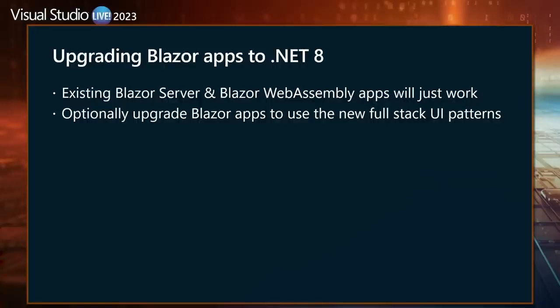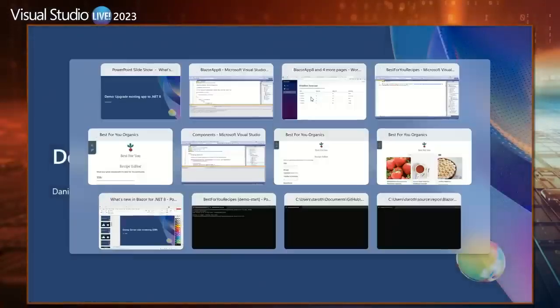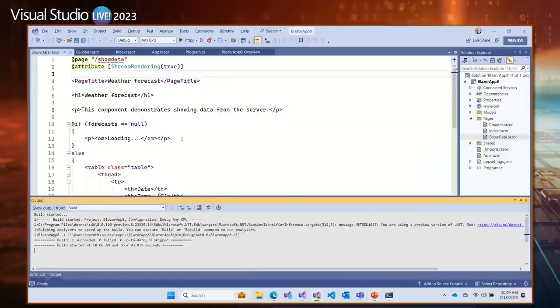You then have the option to further upgrade that app to use the new .NET 8 patterns. Like if you want to switch from blazor.server.js to blazor.web.js and enable server-side rendering and streaming rendering and those features, in addition to the Blazor Server stuff, then you can do that too, and we will provide guidance and docs on how you do that. Let me demonstrate real fast. So let me go back to Visual Studio.